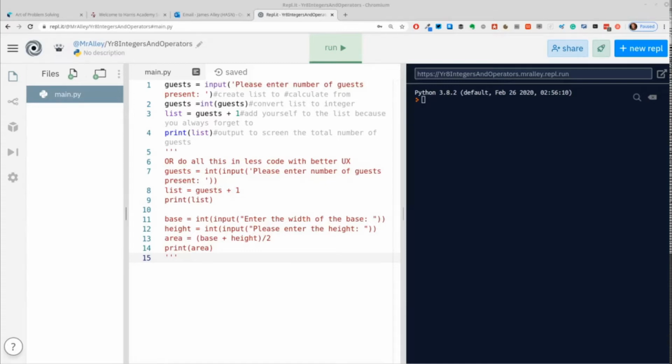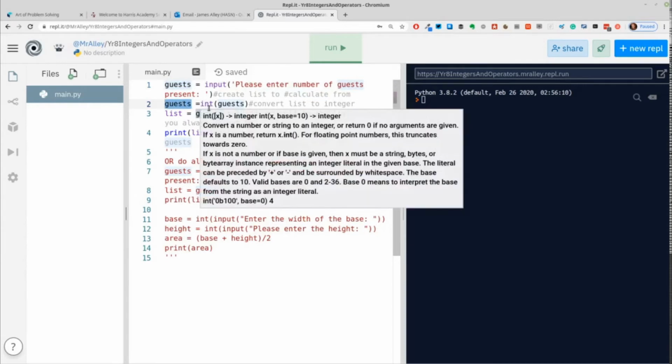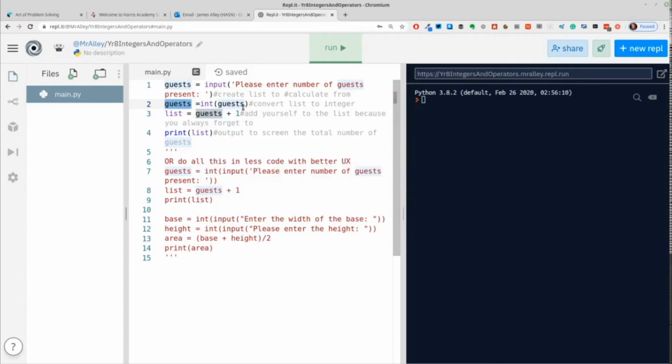But in the meantime, what we have here is a guests variable, and we're going to input guest. Please enter the number of guests present. Then we're going to take the guest variable and convert it. It's a numeral. We're going to convert that to be an integer. So that is a whole number data type in Python.